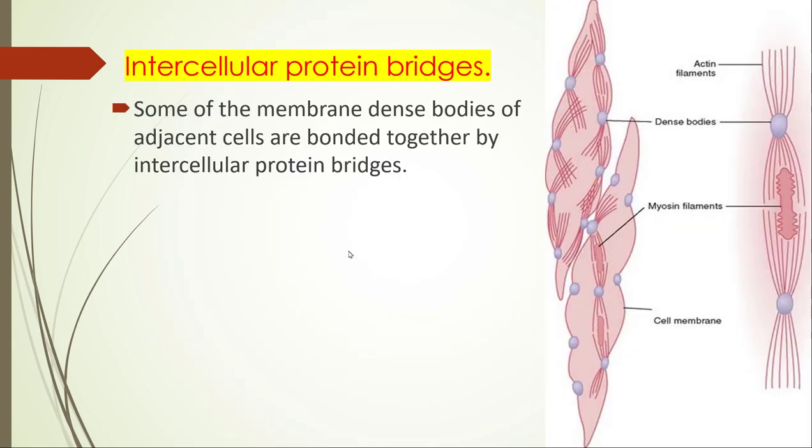Intercellular protein bridges. Some of the membrane dense bodies of adjacent cells are bound together by intercellular protein bridges. This is a muscle cell, and this is another muscle cell, and they are attached to each other. The dense bodies are attached to each other by proteins, and by this attachment, the membrane activation is transferred from one cell to the other cell.